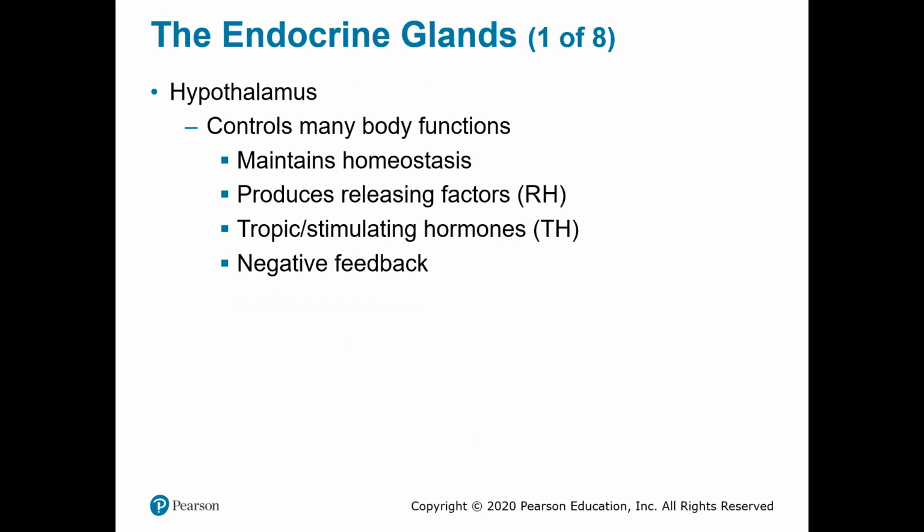So let's look at these endocrine glands beginning there at the bottom left of page 538. We're going to start with the hypothalamus. It controls many body functions and maintains our homeostasis, which is a stable and constant environment for our bodies. It produces releasing factors, or RH, as well as tropic or stimulating hormones, TH, and provides negative feedback, which is the process by which the body is able to return to homeostasis when something gets out of whack, so to speak.